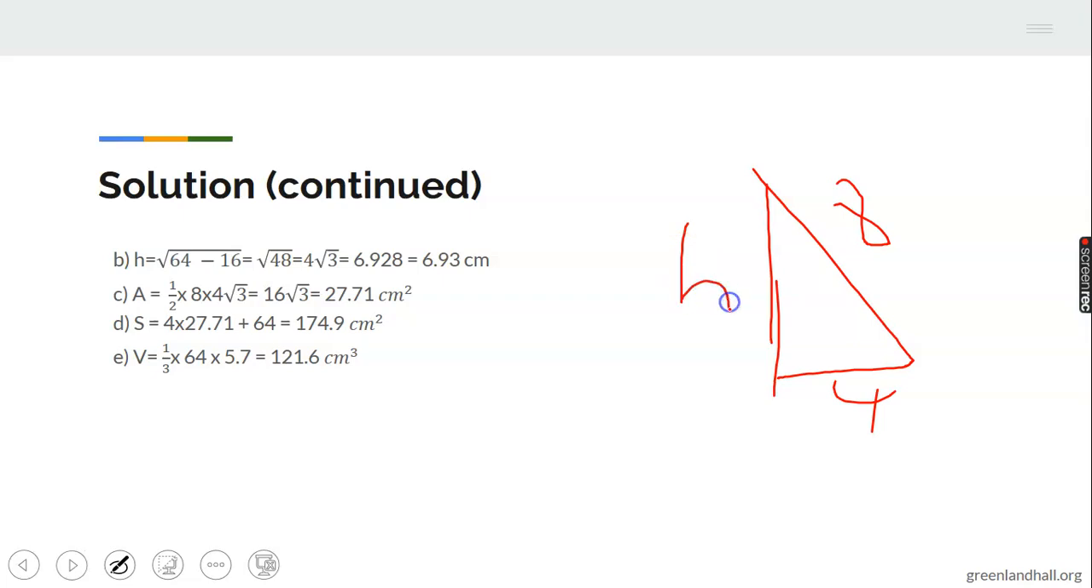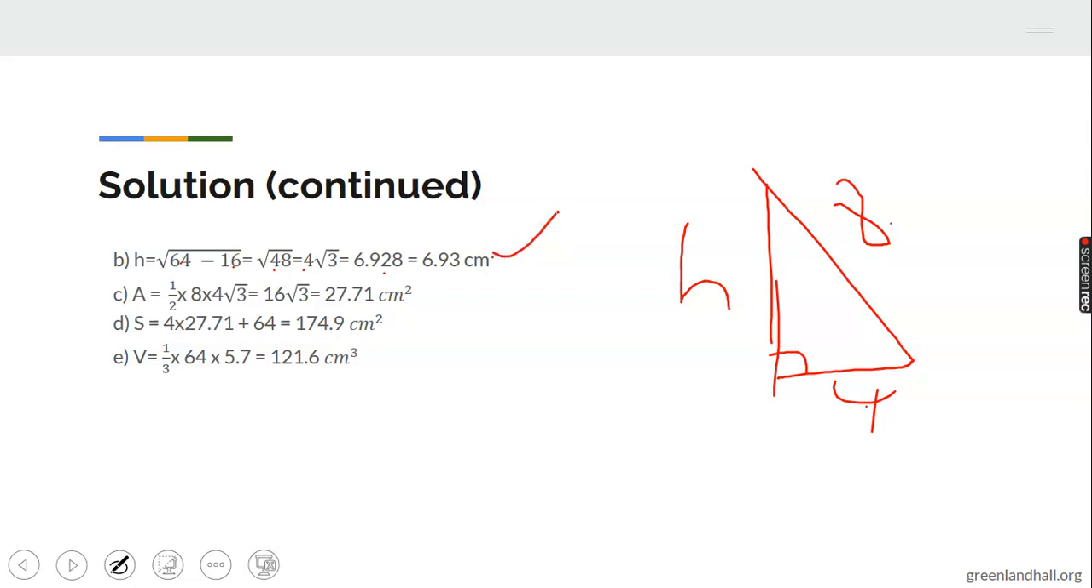This is the height we want to look for. Making h the subject, it will give us h squared, which is 64 minus 4 squared, 16. Then that one will be root 48, which will be 4 root 3, which is 6.93 approximately.